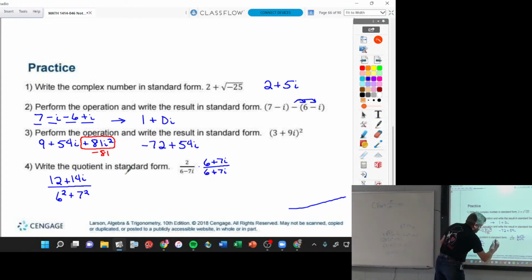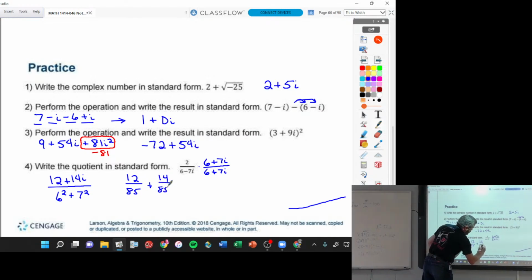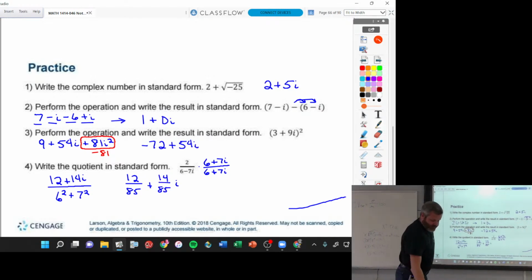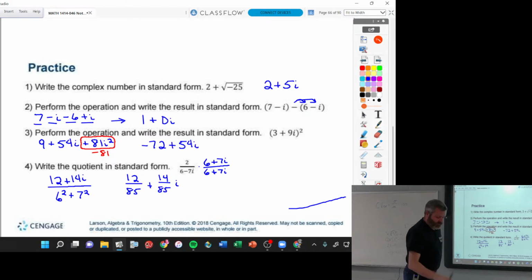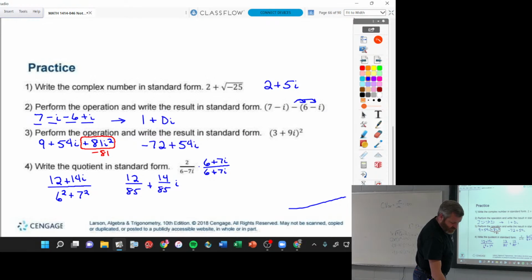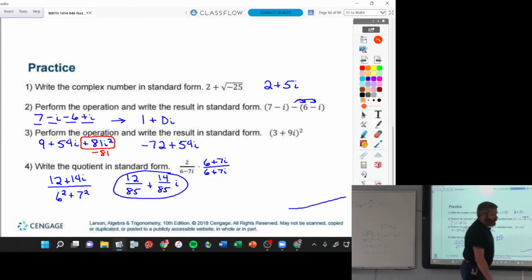So that gives me 12 over 85 plus 14 over 85i. 12 over 85 doesn't reduce, and 14 over 85 also does not reduce, I believe. And since neither one of those fractions reduce, that is in fact the final answer.